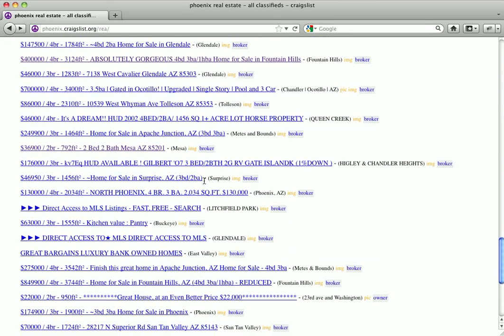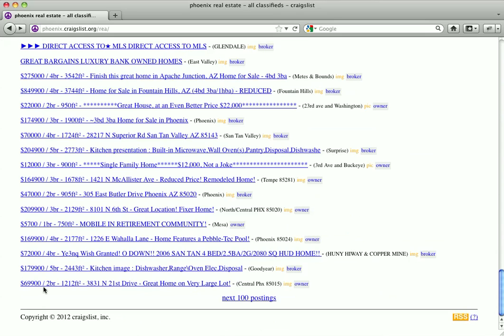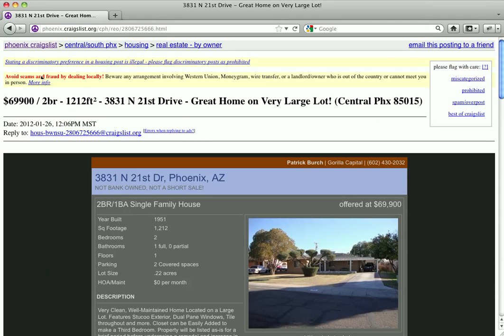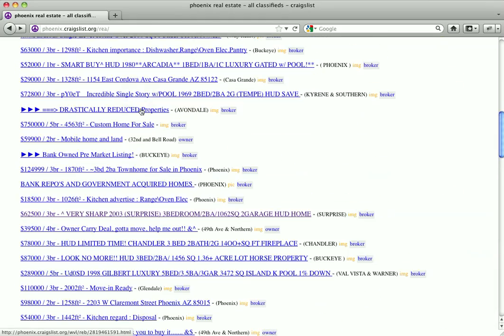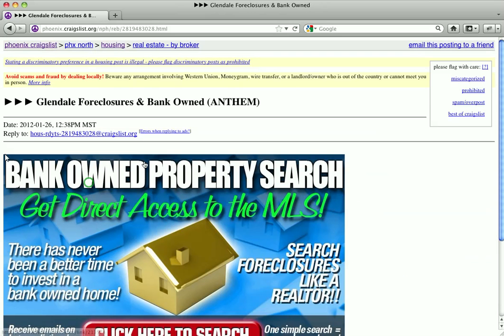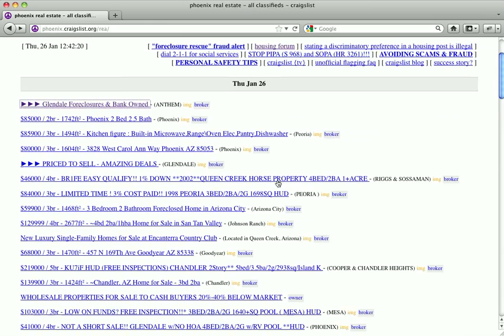The last listing on page 1 of Craigslist, so there's 100 on page 1, the last one was put up at 12:06. So let's do some quick math here. 12:06 p.m. was the last one of the 100. The first one, or the most current one I should say, was put up at 12:38. That's right, that is only 32 minutes, from 12:06 to 12:38, that this listing and those in between have the opportunity to be found on page 1 of Craigslist.